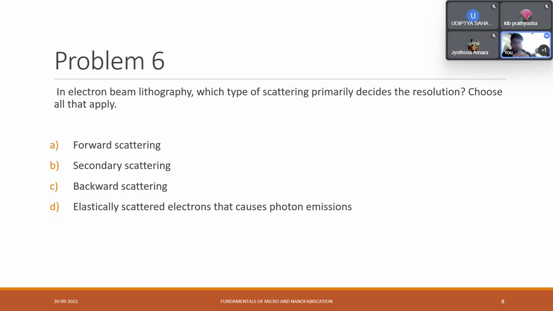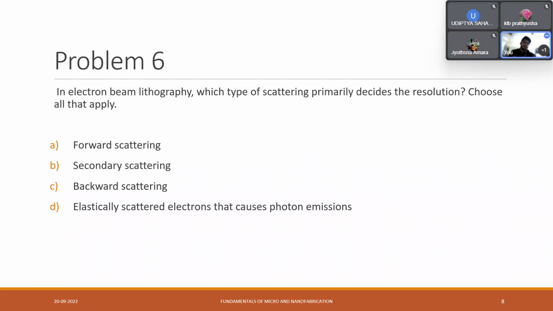Okay, so we will go to the answer then. Essentially, forward scattering is something that happens when the electrons go past inside the resist, and it scatters very little, in very small angles, so it does not have much contribution in deciding the resolution.